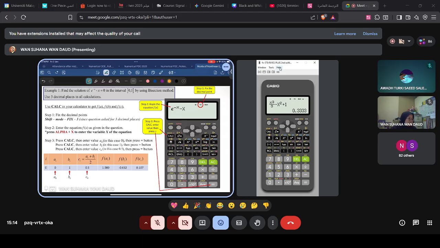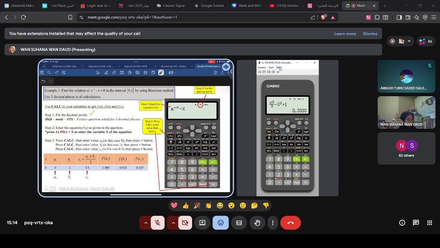So again, I always advise students to fix the decimal points. In this case, we are going to find the solution of exponential negative x minus x in the interval 0 to 1.